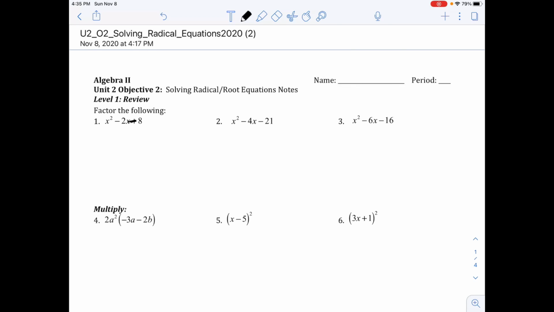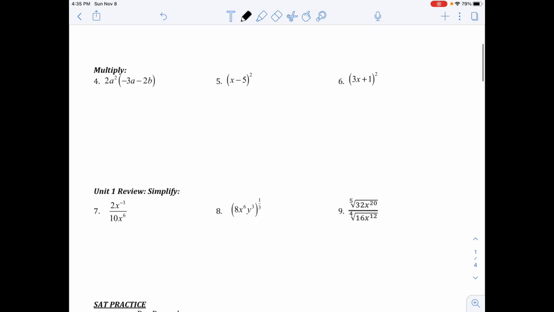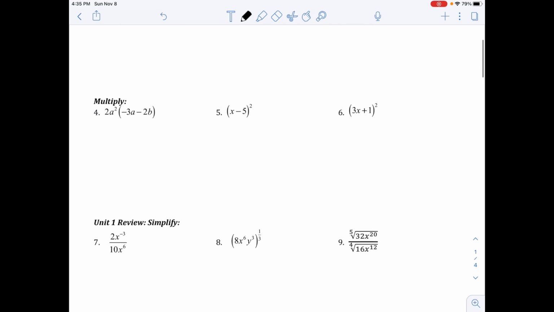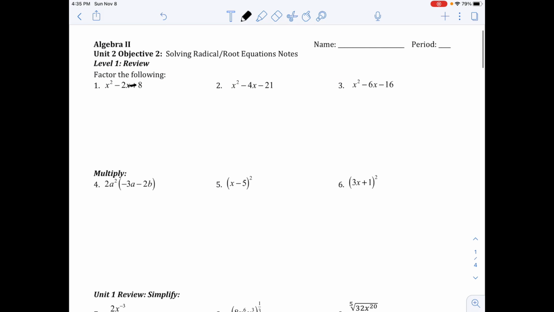Unit 2, Objective 2, Solving Radical Equations. For Level 1, we have 9 review questions and then an SAT practice question. So I'm going to have you try the review on your own.